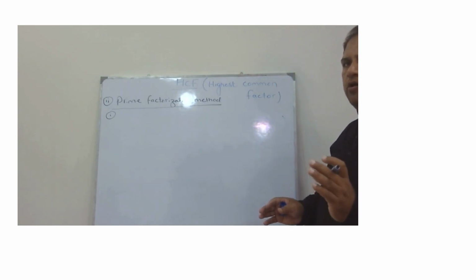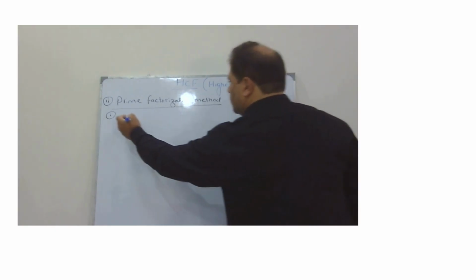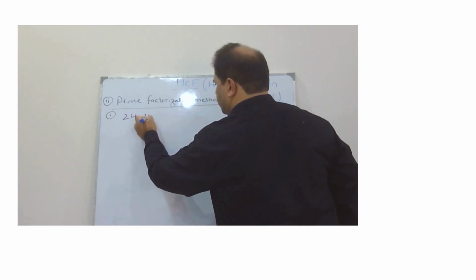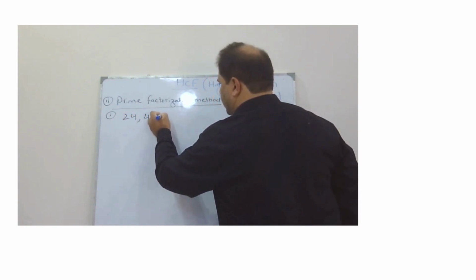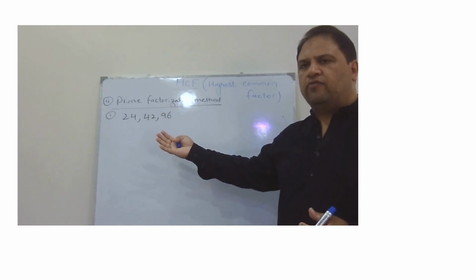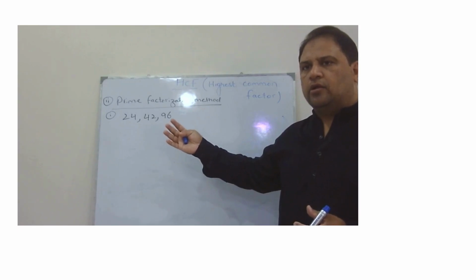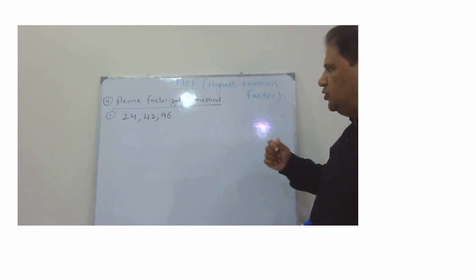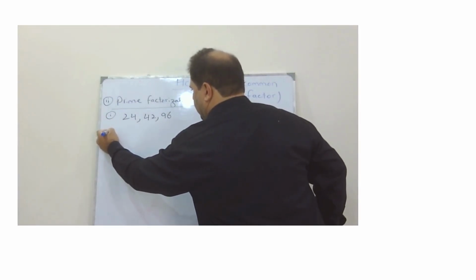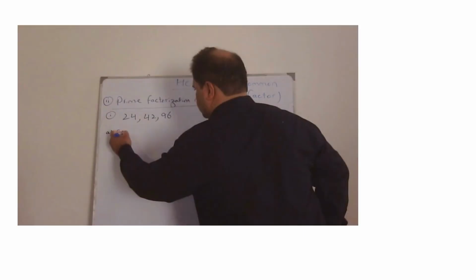For example, we have three different numbers: 24, 42 and 96. I am taking three values. You can have two values as well, but mostly the question requires three values. So first we will apply the separate method.